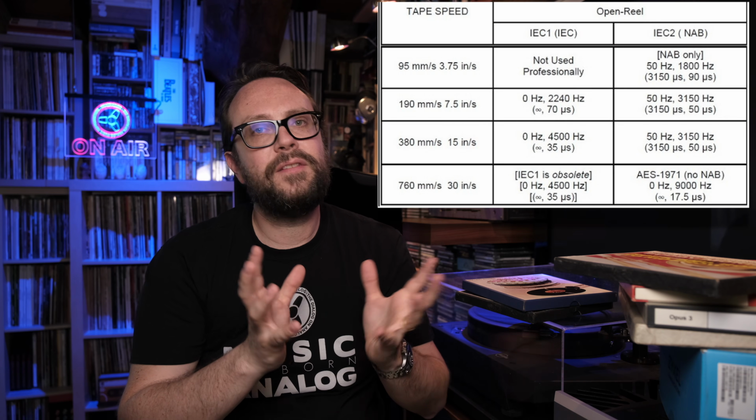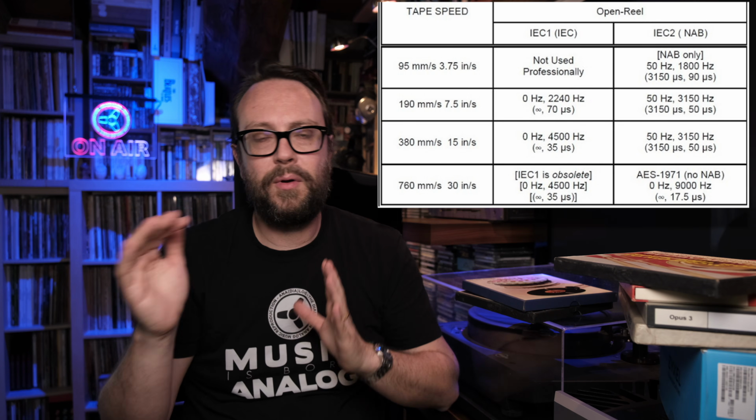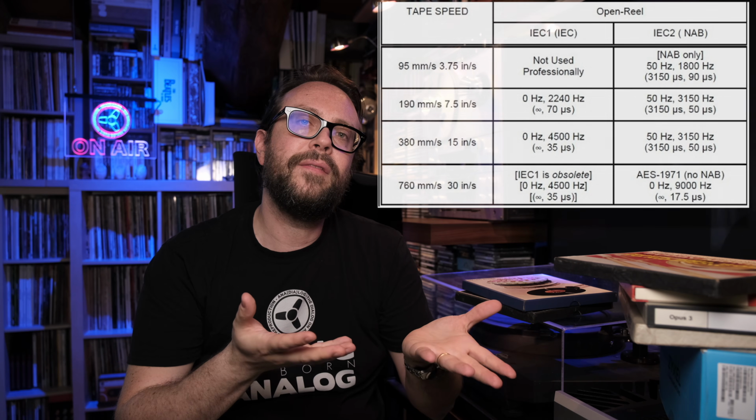IEC is more present in Europe, while NAB is more present in the US. IEC is better, it just has better results. It's a better equalization curve. That's why a lot of modern productions are done with that curve. In any case, a lot of times you can customize that. You can ask for a specific equalization curve, even if the original recording was different. They can change that.